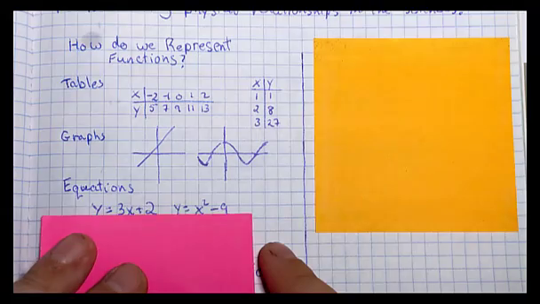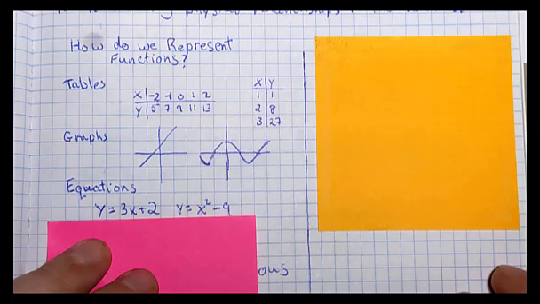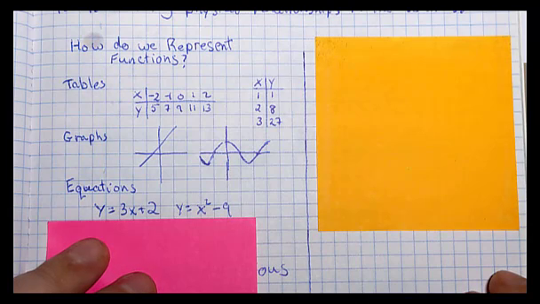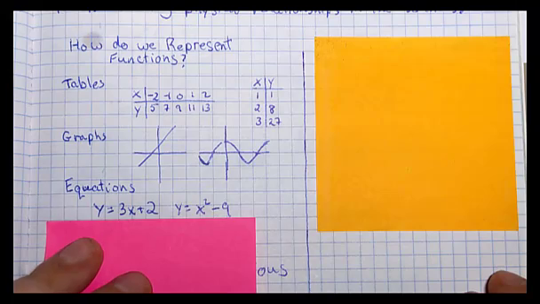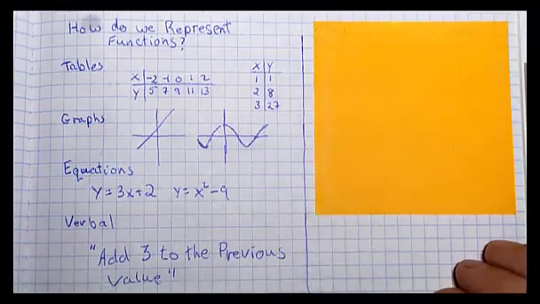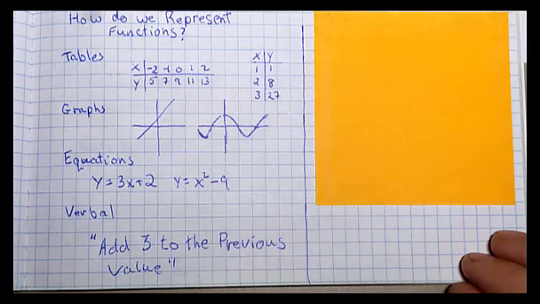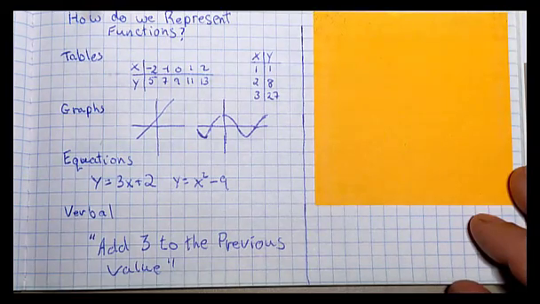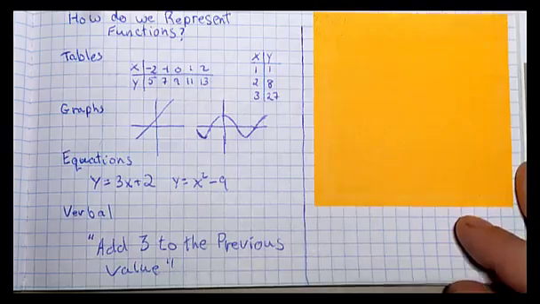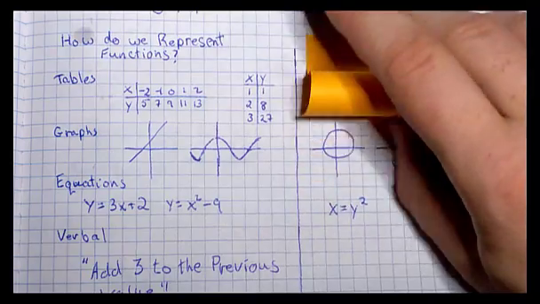And we can also represent functions with equations. Here we have 2 common equations, y equals 3x plus 2 and y equals x squared minus 9. I hope you can already identify these equations, but we'll be working with them significantly this year. Also, we can express functions verbally. So this function's rule would be add 3 to the previous value, and that would be defining a function. So not everything in math is a function.